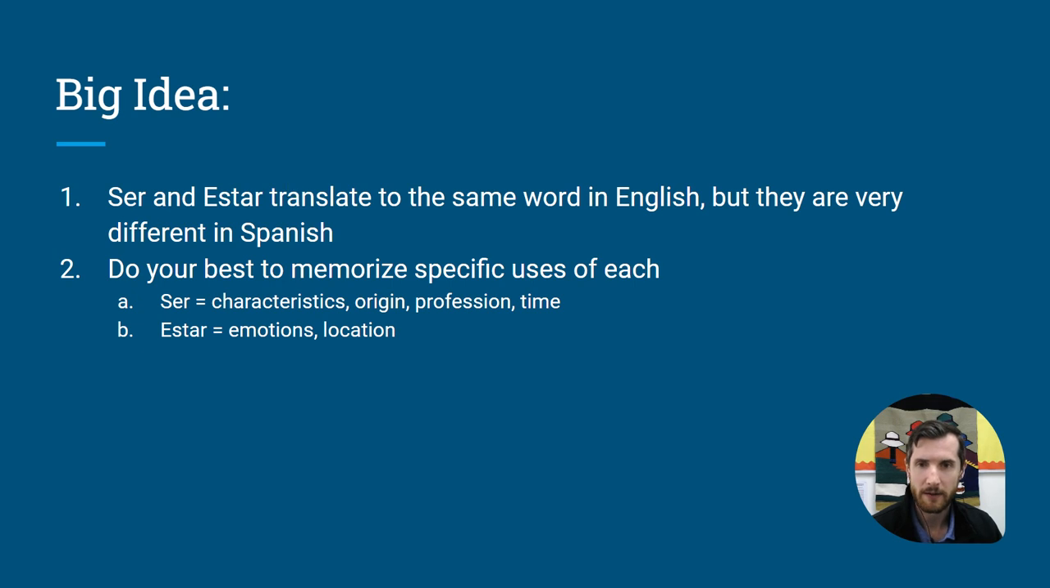But again, reminder, last thing, the big idea is that in English, you just use the same word for both concepts. I am, you are, he is, etc. But in Spanish, you have to be careful because the two words mean completely different things. And just do your best to memorize specific cases for each one. So you would use ser for describing what a person looks like or their personality, describing where someone is from, saying what profession they have, or to tell the time. And you can use estar for emotions or locations. There's obviously a lot more cases for each, but these are some good ones to get started with.